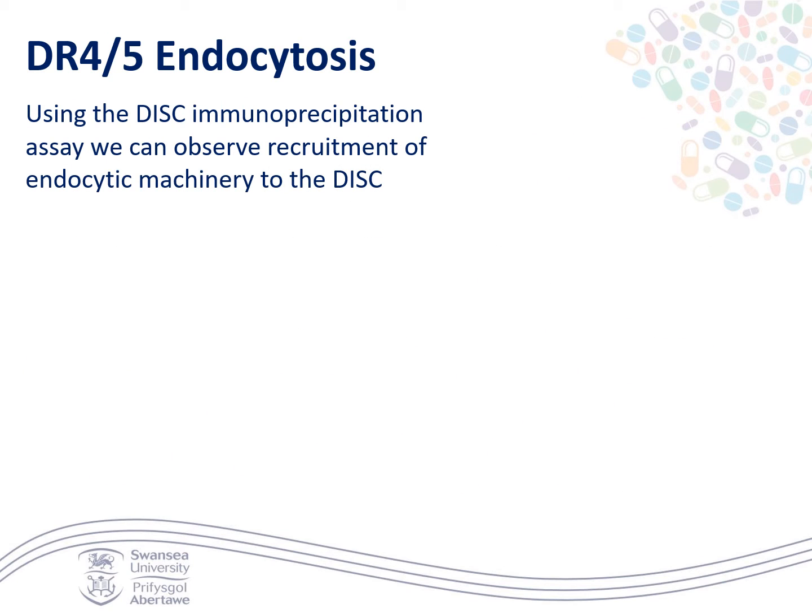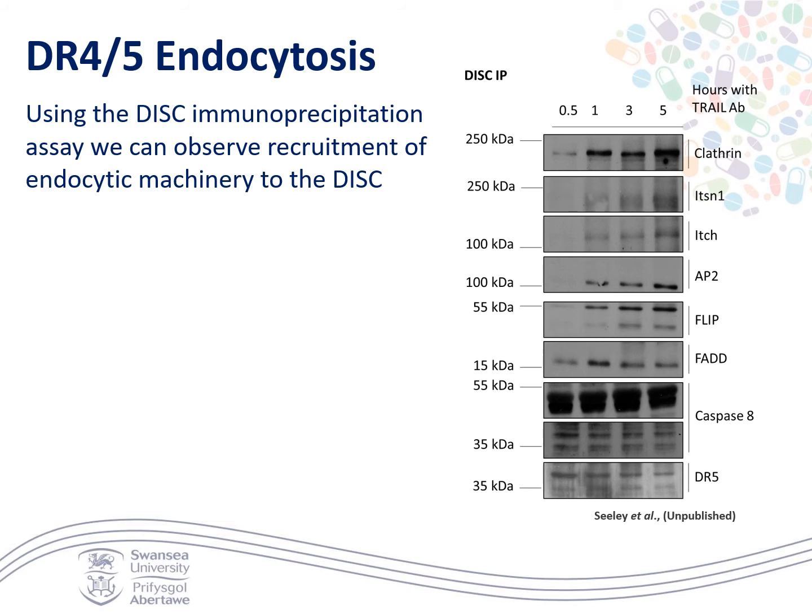By utilizing the DISC immunoprecipitation assay, we can observe recruitment of endocytic machinery to the death-inducing signaling complex. And what you can see here is a figure taken from my PhD work, which essentially pulls out the death receptor 5 following different time points of stimulation with TRAIL. So you can see that I've treated it for half an hour, 1, 3, and 5 hours of TRAIL. And I've then utilized these magnetic DR5 antibodies to pull out the death-inducing signaling complex and probed for a number of different proteins to see when they are recruited to the DISC.